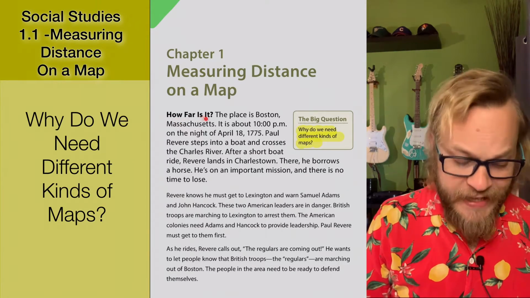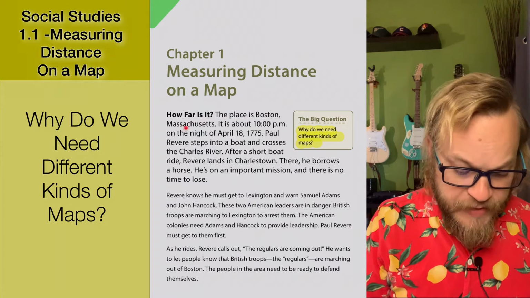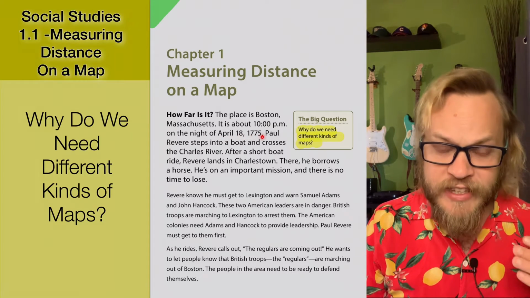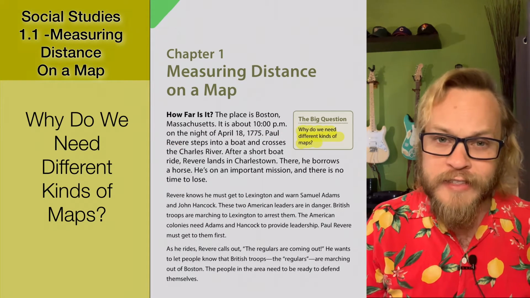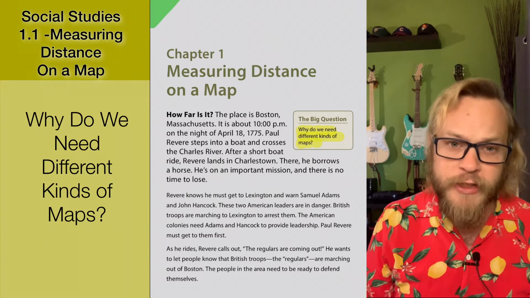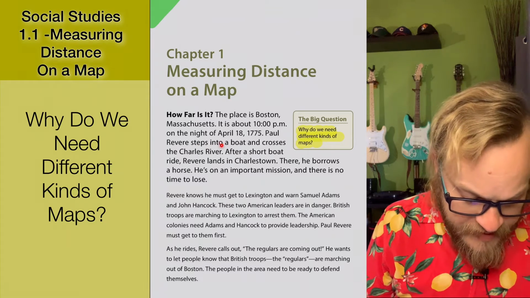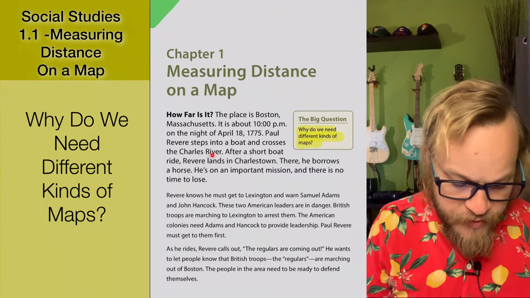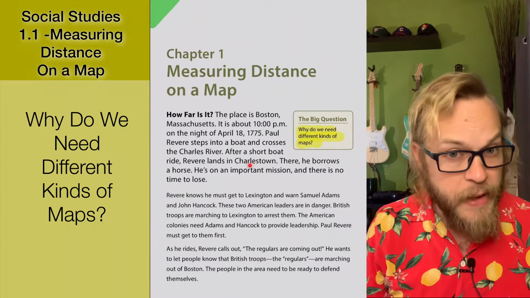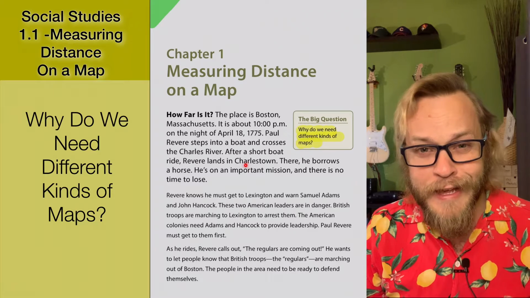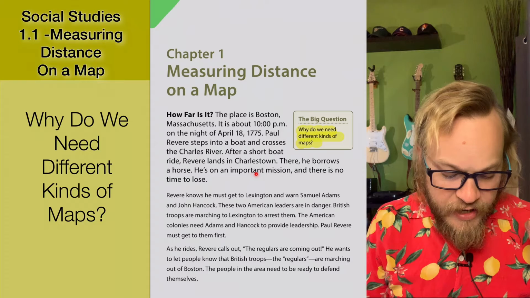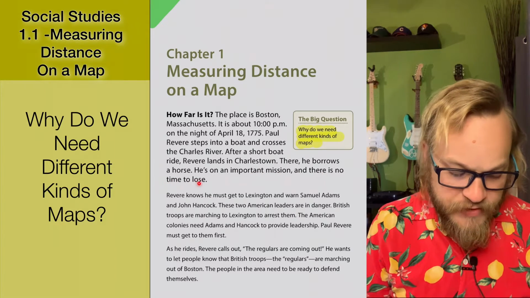How far is it? The place is Boston, Massachusetts. It is about 10 p.m. on the night of April 18th, 1775, and Paul Revere is going around saying, "The British are coming! The British are coming!" right before the Revolutionary War. He steps into a boat and crosses the Charles River. After a short boat ride, Revere lands in Charleston, Massachusetts, not South Carolina, where Mr. Chambers was born, and there he borrows a horse. He's on an important mission, and there is no time to lose.